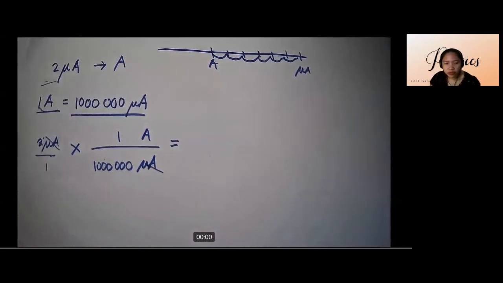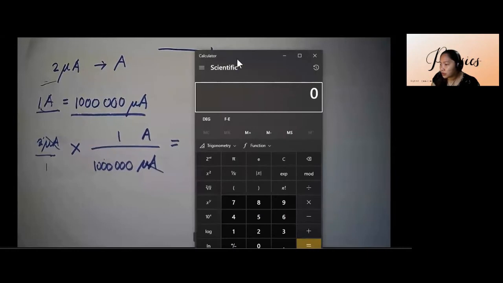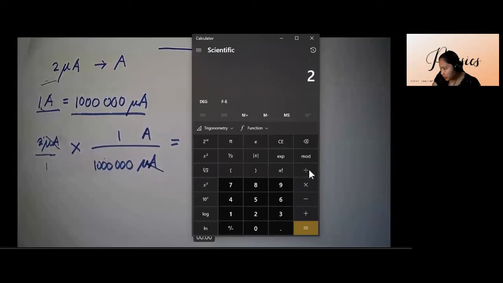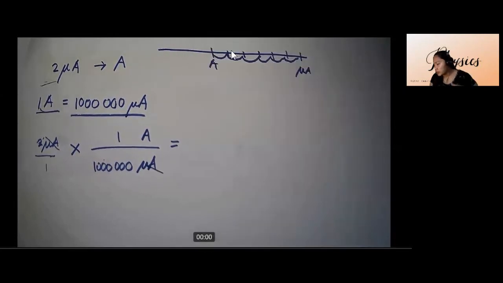What is the resulting number here? We can use our calculator, or we can manually solve that, because if we divide a number by this one, it's easy to solve. We just need to move the decimal point going to the left. So 2 divided by 1 million is equal to 0.000002.